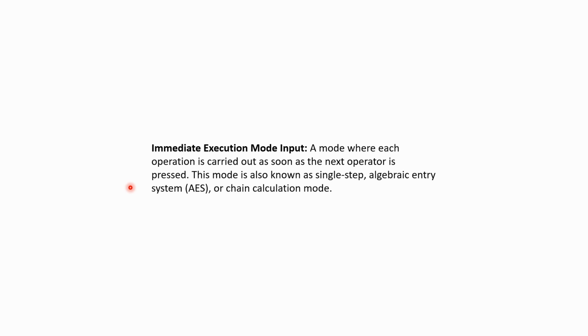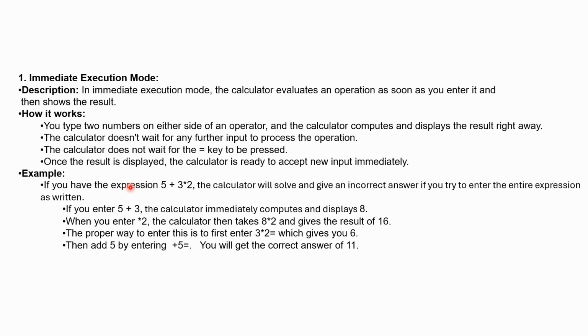Now, there is another input mode. It's immediate execution mode, I'm sorry. I'm going to talk a little bit more about this mode first, and go through this example that we've got. Immediate execution mode. Again, the calculator evaluates an operation as soon as you enter it, and then it shows the result. How this works is you type two numbers on either side of an operator, like the 5 plus 3, and the calculator computes and displays the result right away.